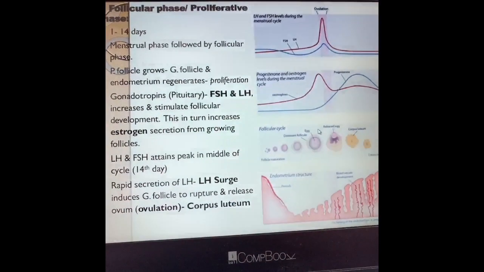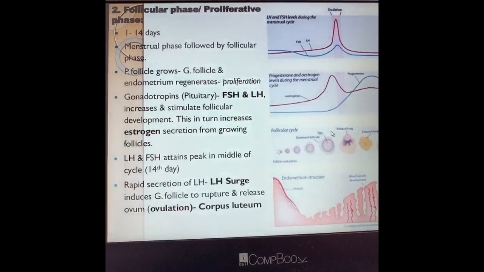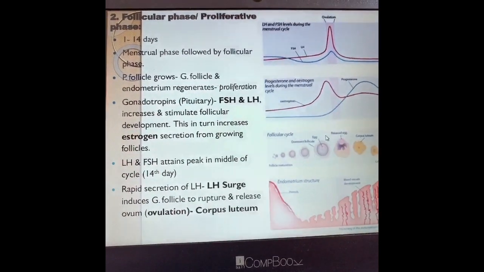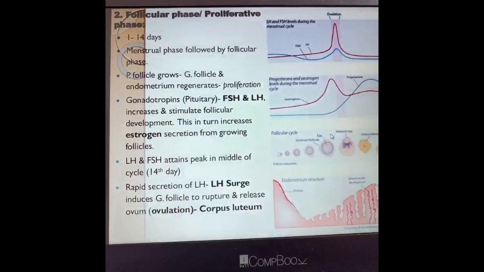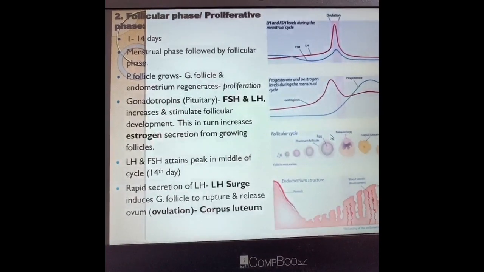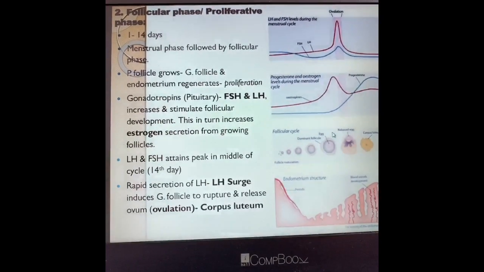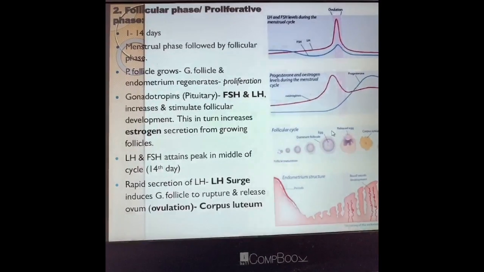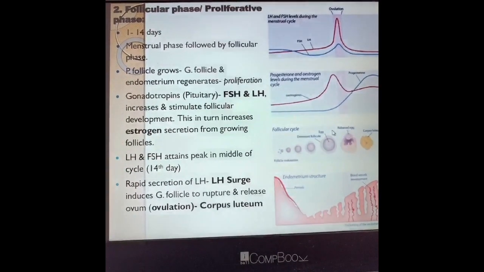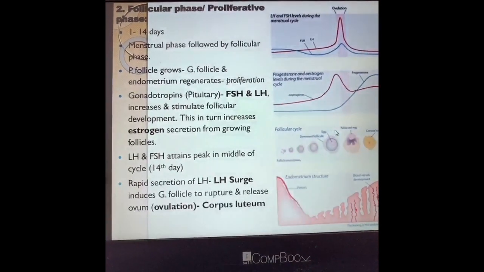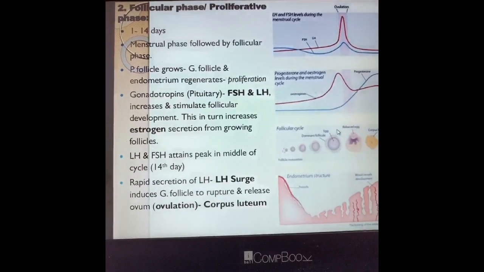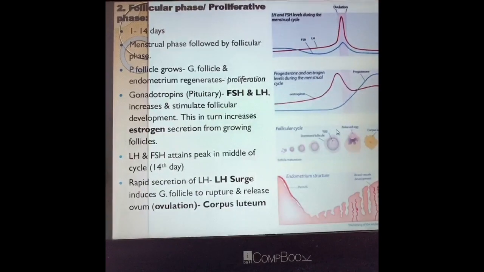The next phase is the follicular phase or proliferative phase. It is marked from day 1 to day 14 of the whole cycle. The menstrual phase is followed by the follicular phase. The primary follicle grows into the Graafian follicle and the endometrium also regenerates.